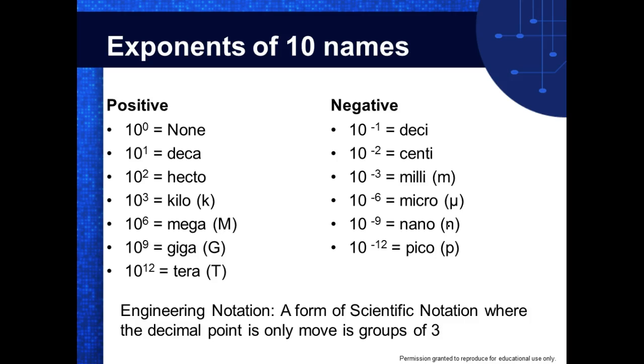On the decimal side, on the negative side, we start off with 1 digit, and then we jump to milli, micro, nano, pico. I'm sorry, they start moving in 3s from here over there.